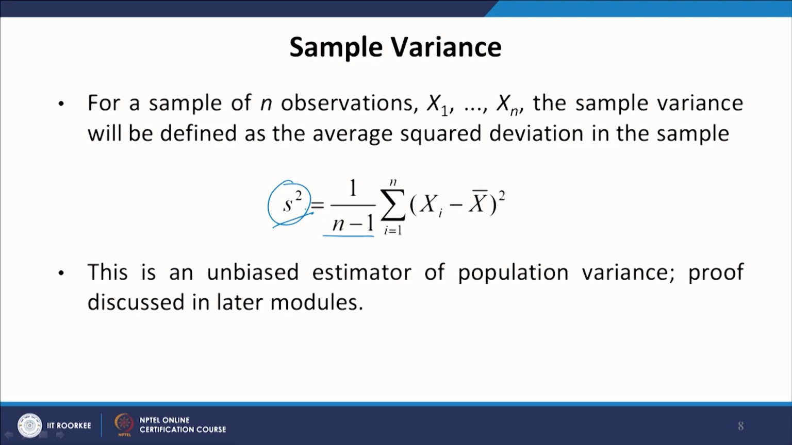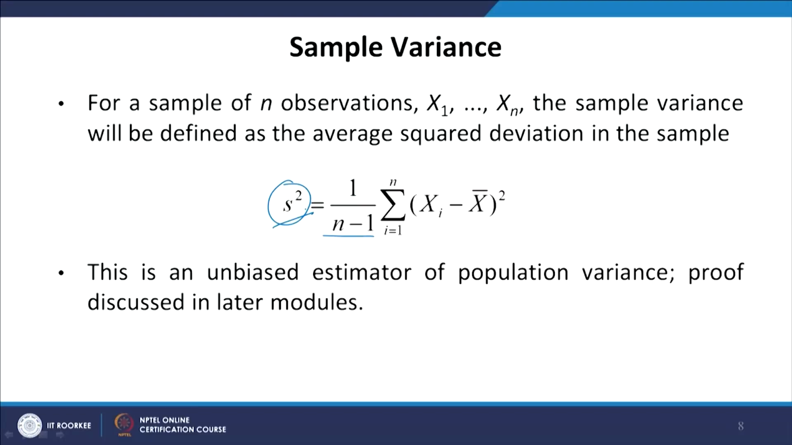What makes having n minus 1 in the denominator the sample variance an unbiased estimator of the population variance? This issue will be taken up in a later module. So, this is an unbiased estimator of the population variance, proof discussed in later modules.